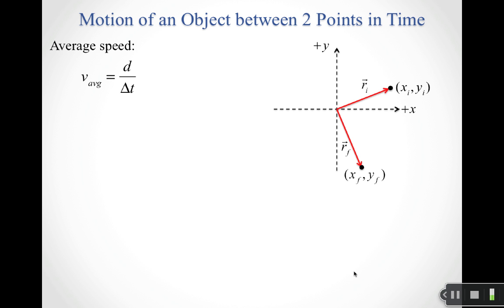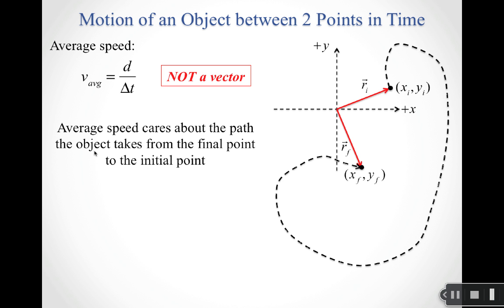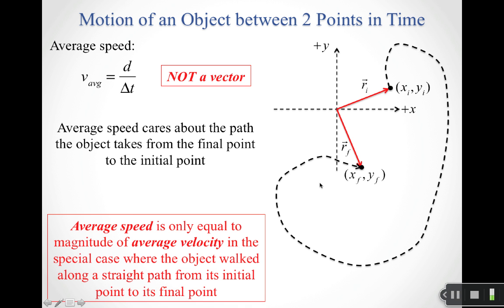Now there's an average quantity that I can talk about that's not a vector, and that's the average speed. And so we need to calculate this one a little bit differently, right? Because it's not a vector, we've got a different process. I don't need to break this up into x and y components. The difference here is that the average speed actually does care about the path that the object takes from the initial point to the final point. So that path is a very different path than, say, if the object had just walked straight there.